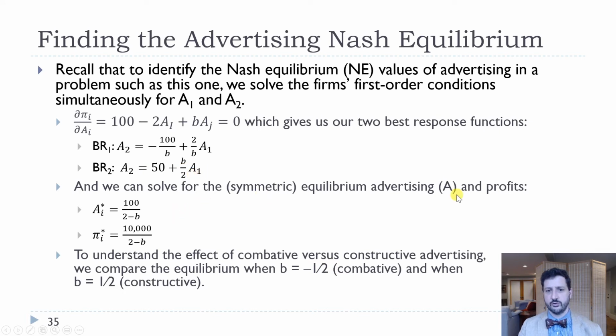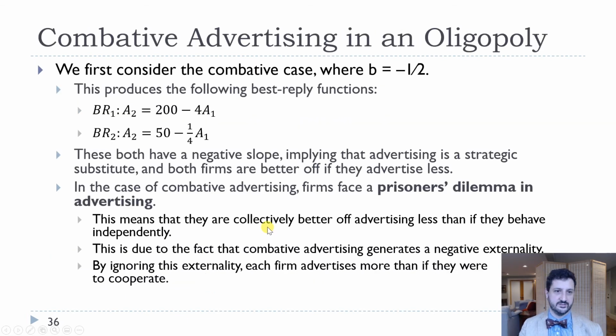And then we can solve for the symmetric equilibrium. So we get A_i star equals 100 over 2 minus B, and pi_i star equals 10,000 over (2 minus B) squared. Now obviously that's going to depend on B being negative or positive, right? So we're going to look at 2 examples, one where B equals minus 1/2, so it's combative, and one where it equals positive 1/2, so advertising is constructive.